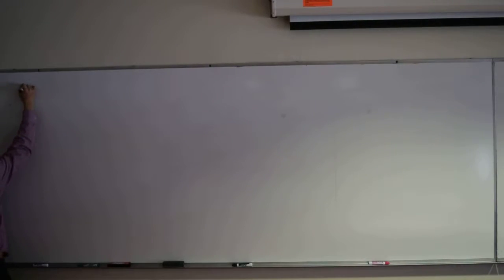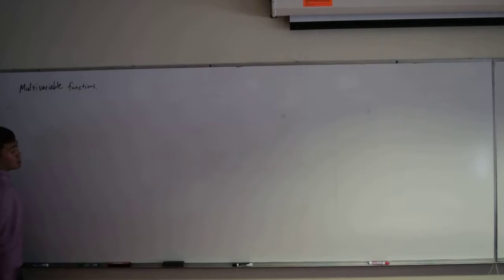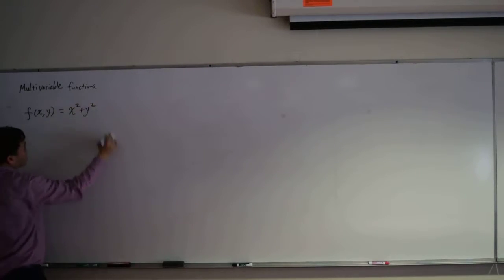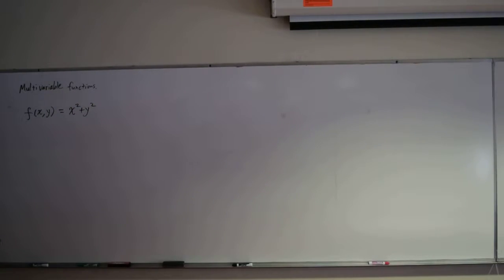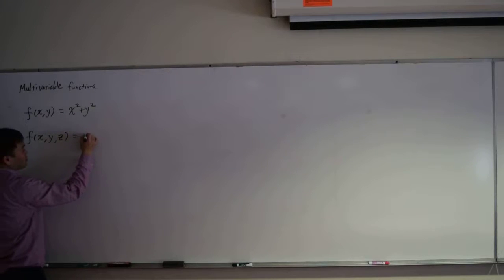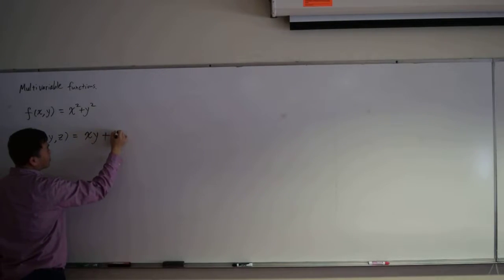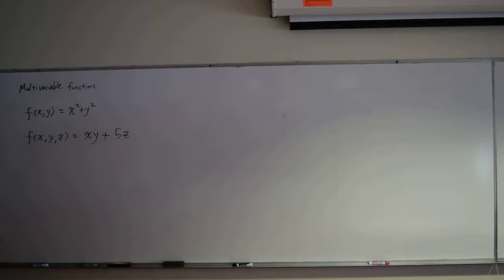Okay. Multivariable functions. What's a multivariable function? It's a function which has more than a single variable. So f of x, y equals, say, x squared plus y squared. That's a multivariable function. Here's another example. You could have 3 variables as input, f of x, y, z, and you just have something like x times y plus 5z.